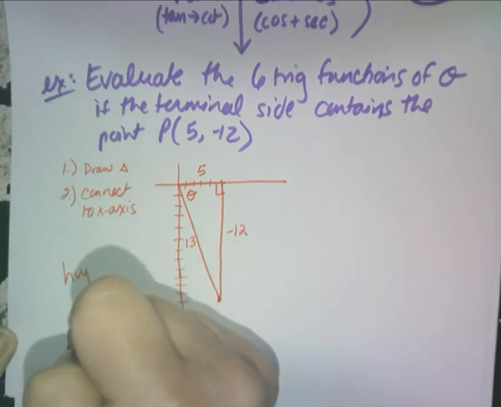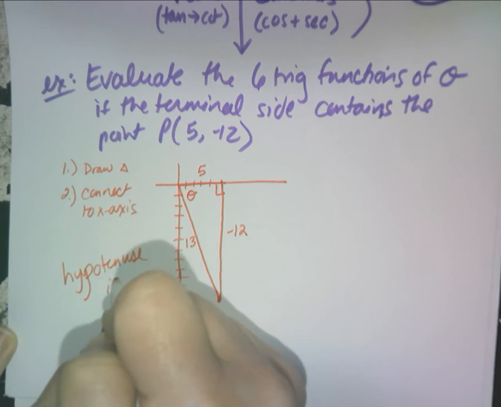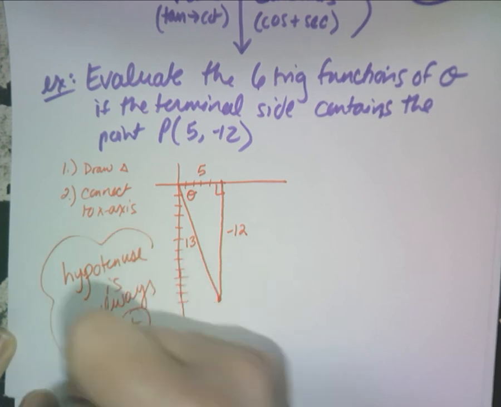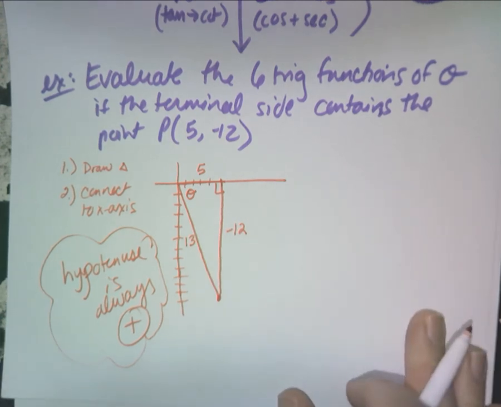Write this down. The hypotenuse is always positive. It's never, ever going to be negative. How can a length be negative anyway? The negatives come from the position of where you are on the quadrant. You are down in the 4th quadrant, so that's why. Okay?